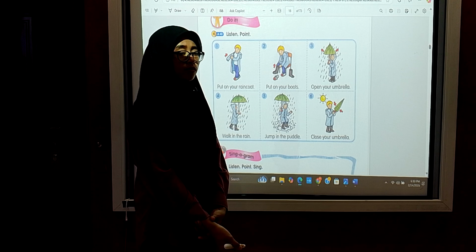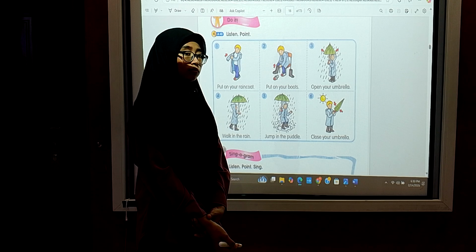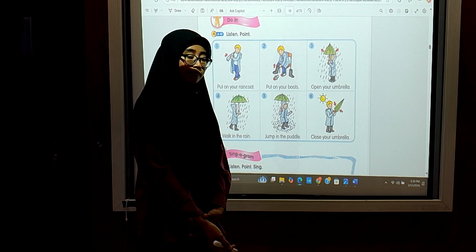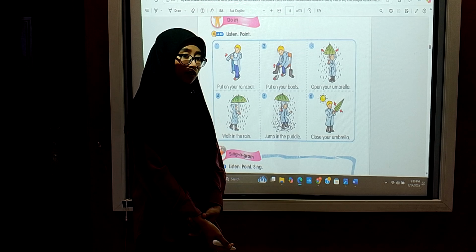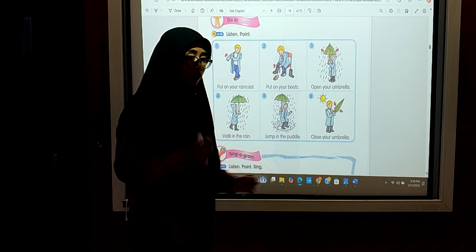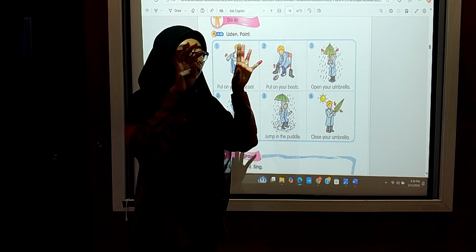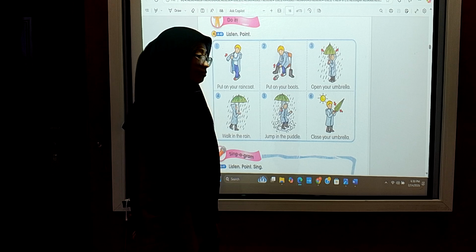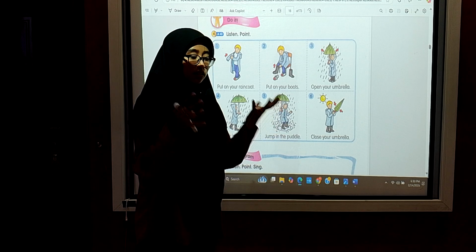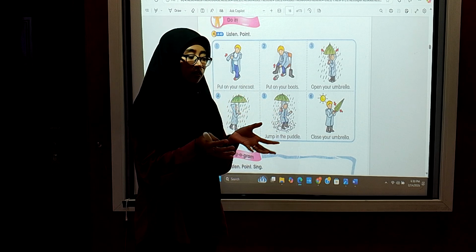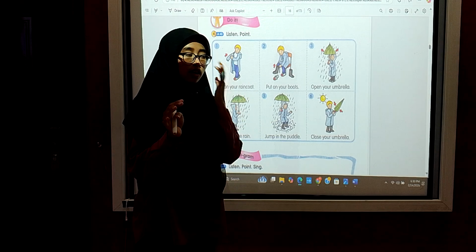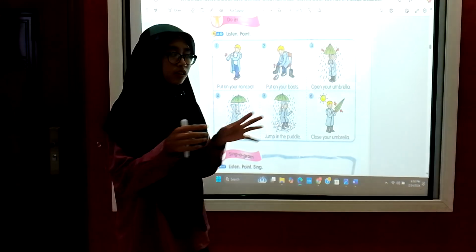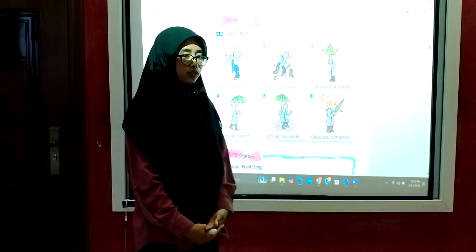What does it mean, walk in the rain? Berjalan di hujan. I know that walk in the rain, but I want you to explain in English, of course. Oh, this one, we walk, berjalan, or make a movement when it is raining. Jump in the puddle. It means a puddle, a pool of water, just like we see every time it rains. Usually on the street there are pools of water. It is called a puddle, genangan in Indonesian.